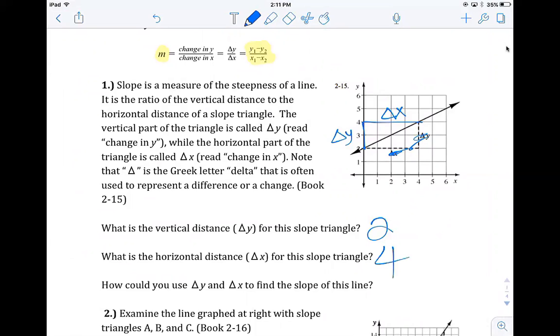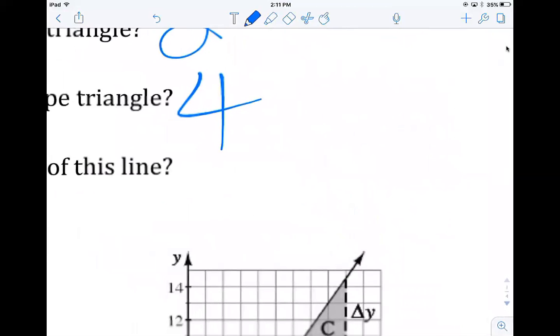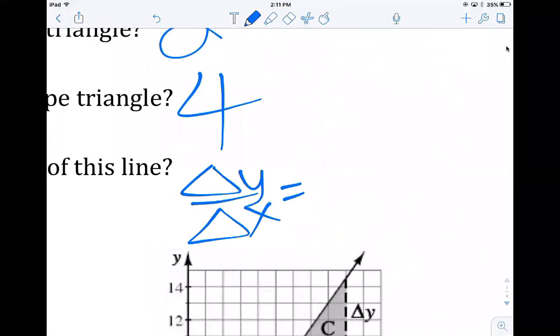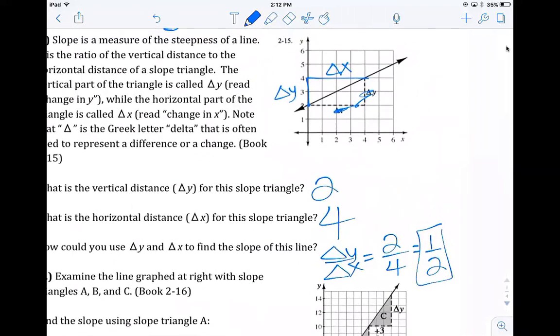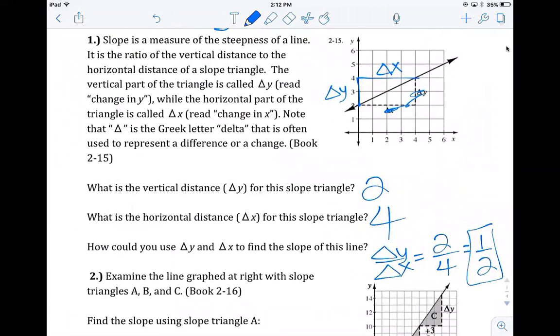If I put this all together, like I have up here at the top of the page, and I do my slope, that's change in Y over change in X. I already know my change in Y is 2 and my change in X is 4. So I have 2 over 4, which can be reduced to 1 over 2. So my slope for my slope triangle is 2 over 4, which can be reduced to 1 over 2.